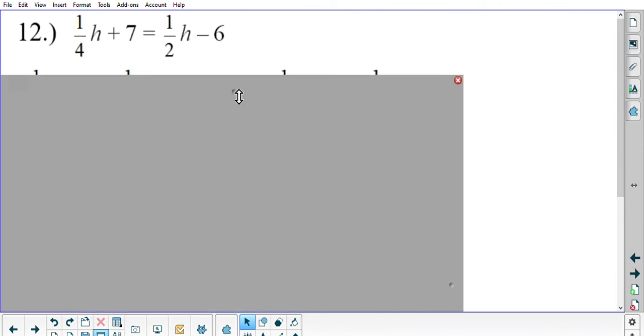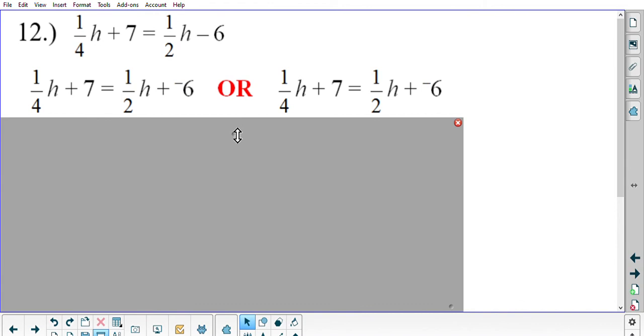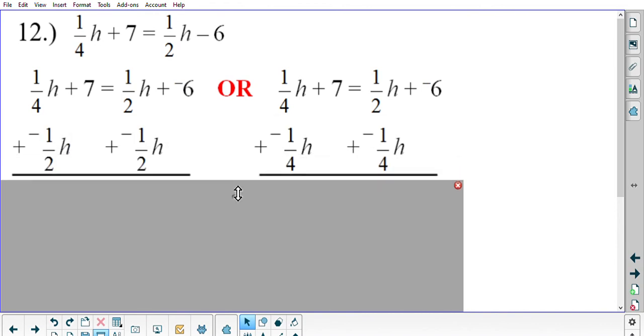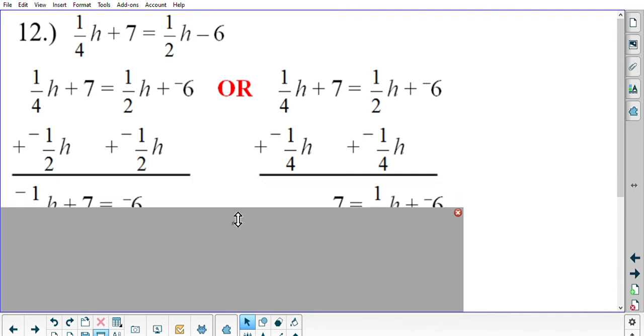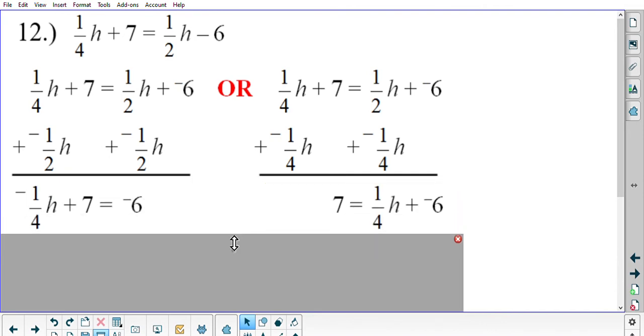Number 12. Again, two ways of doing it. You could add negative 1/2 h on both sides, or you could add negative 1/4 h on both sides to get the variable to go from both sides to one side. You can see here what the results would be. If you added negative 1/2 h, then you're going to get negative 1/4 h plus 7 equals negative 6. If you added negative 1/4 h on both sides, then you don't have as many negatives to deal with, so maybe that's the nicer way.